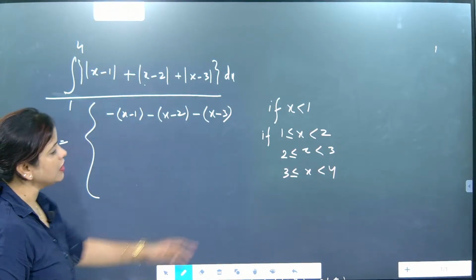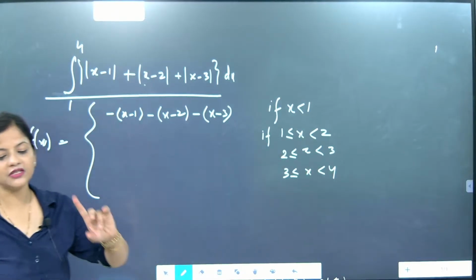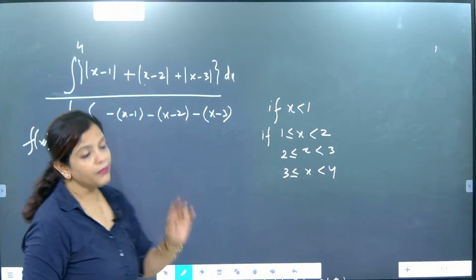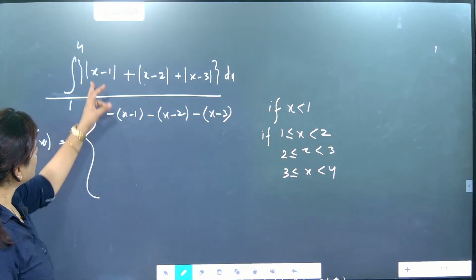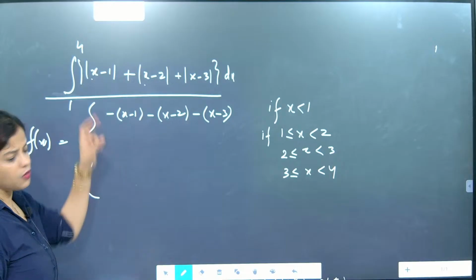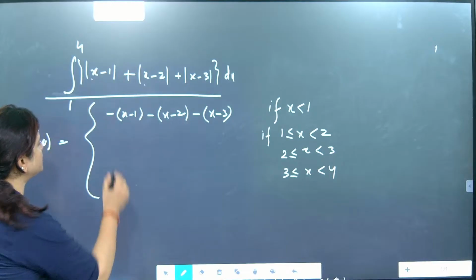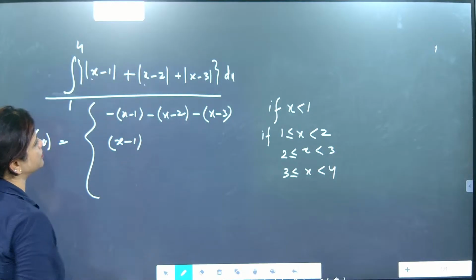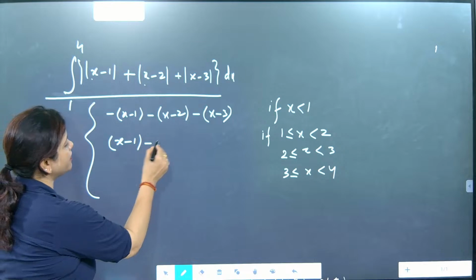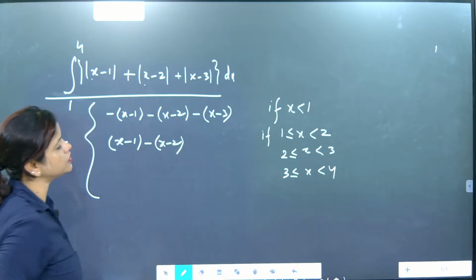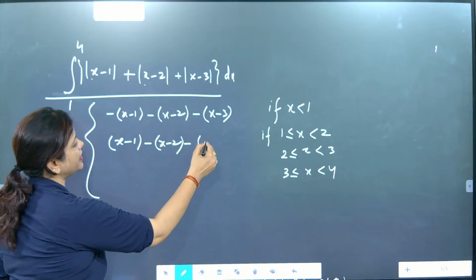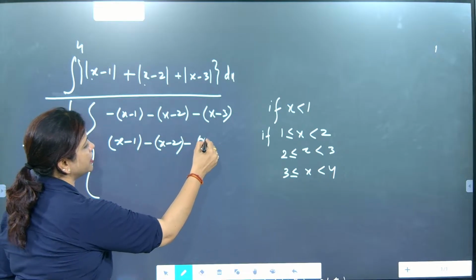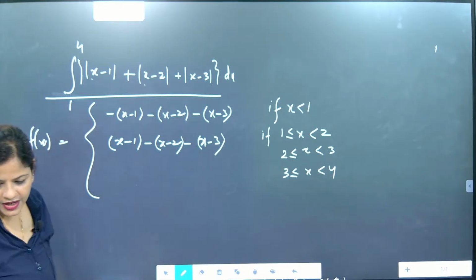Now the second one, between 1 to 2. Between 1 to 2 we will take 1.5. 1.5 minus 1 is a positive number, so this modulus will be positive. 1.5 minus 2 is a negative number, so it will become minus (x minus 2). 1.5 minus 3 is a negative number, so it will become minus (x minus 3). So these will be negative only.